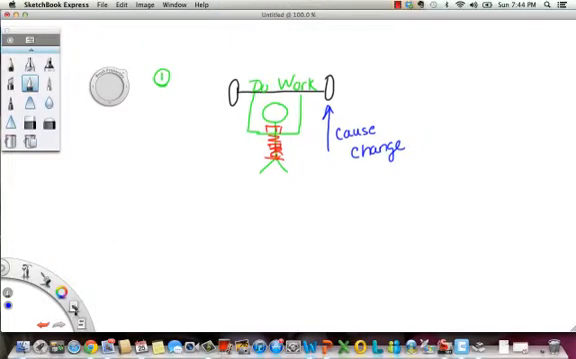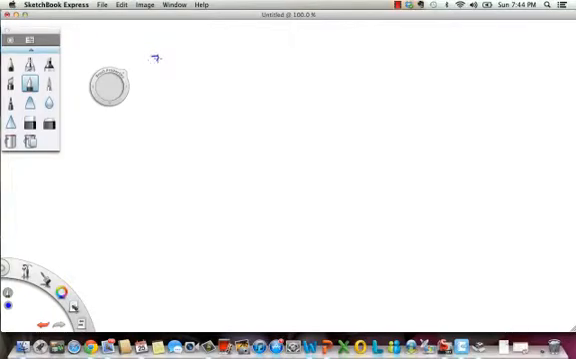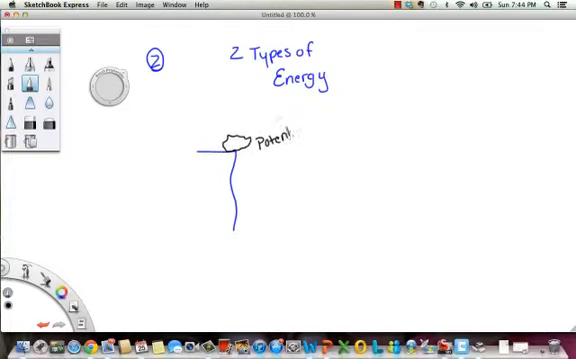Okay, number 2 are, what are the 2 types of energy? So we're going to write 2 types of energy. Okay, and the first type of energy, there's my cliff. And I'm going to put a rock up at this cliff that's not quite moving yet. And it has potential energy. And then next I have the rock that is falling from the cliff. And it has kinetic energy.